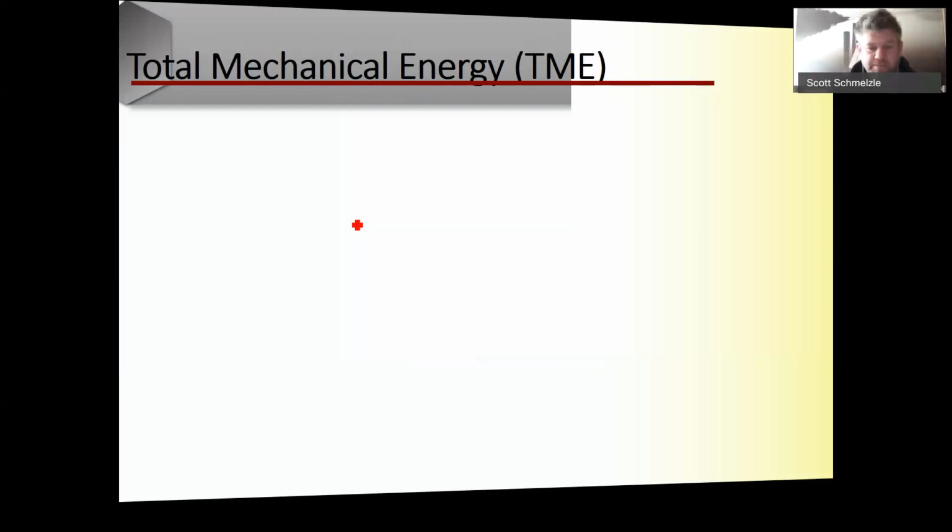Total mechanical energy. This one is kind of crazy. It looks visually intimidating the first time you see it, but I promise you, it's not too bad.